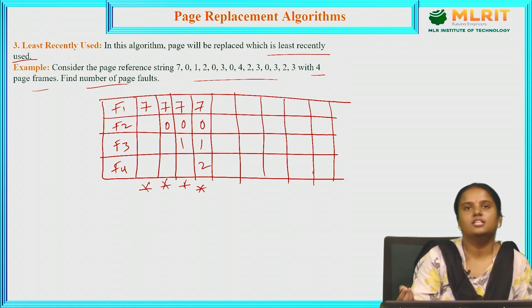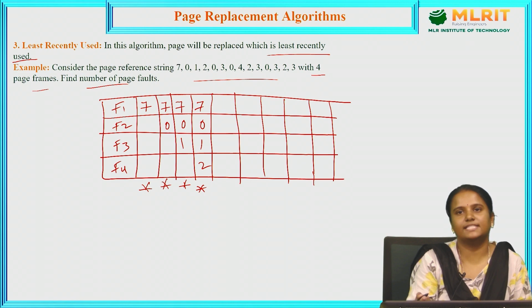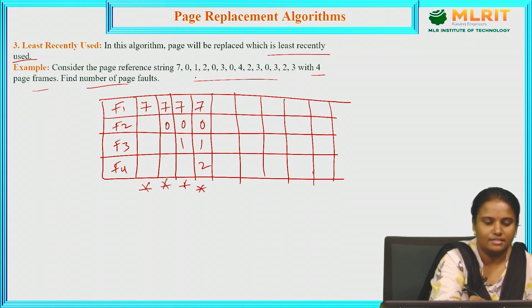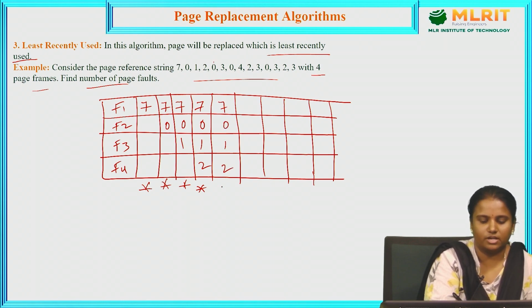Next 0. So 0 is present. So it is a hit. 7, 0, 1, 2. So it is a hit.